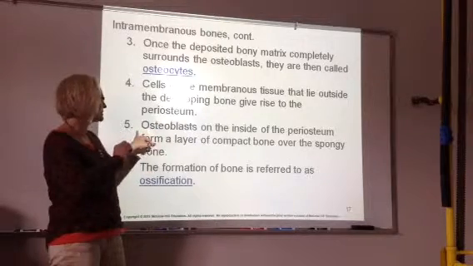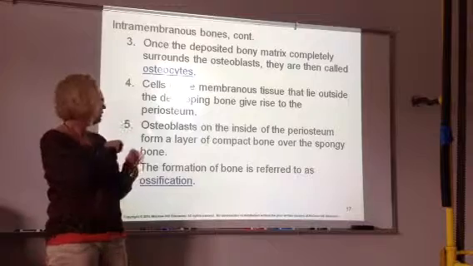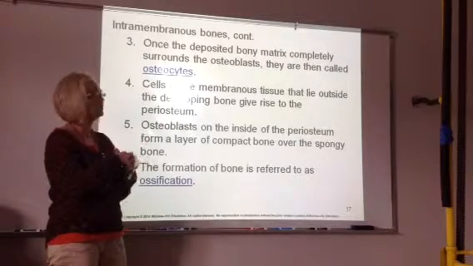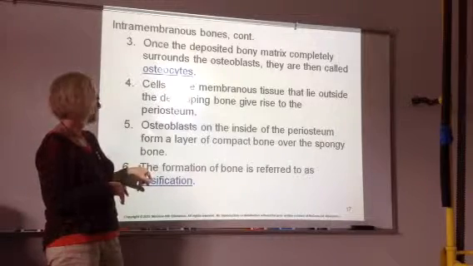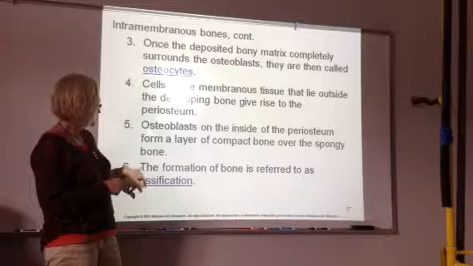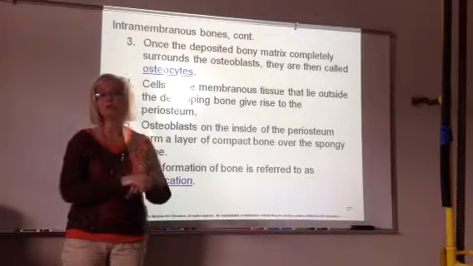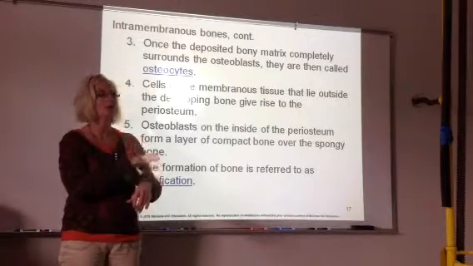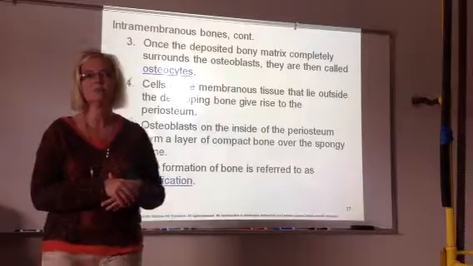Osteoblasts on the inside form a layer of compact bone over the spongy bone, and that process is going to continue, and that complete formation of bone is called ossification. So ossification is when your bones are no longer cartilage, they are hard, they are solid, they are completely bone and completely formed.